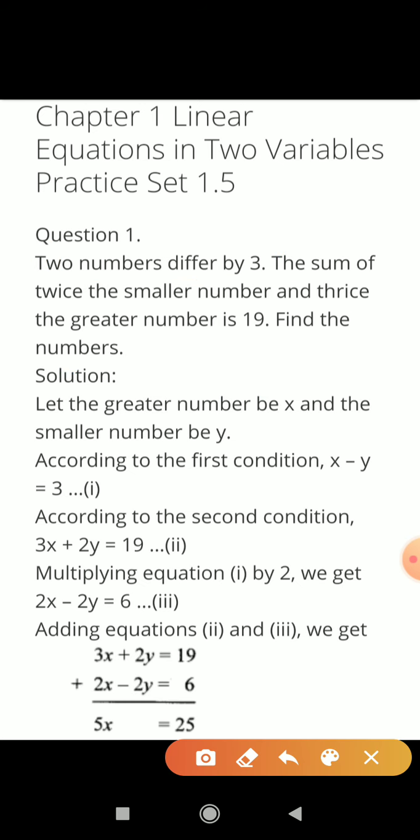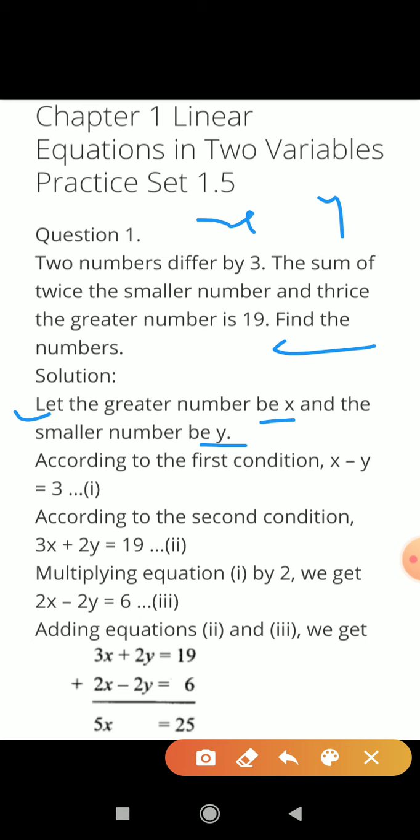The question is to find the numbers, which we consider as x and y. So we have to find the values of x and y. So see the solution of this question. Let the greater number be x and the smaller number be y.